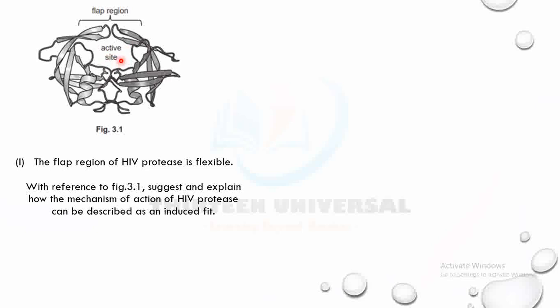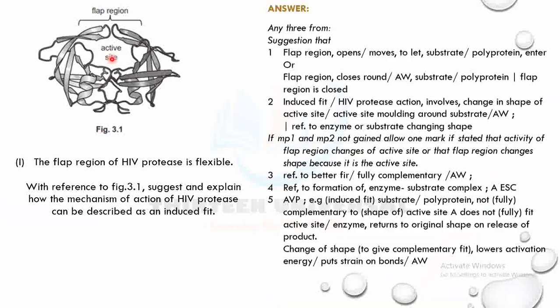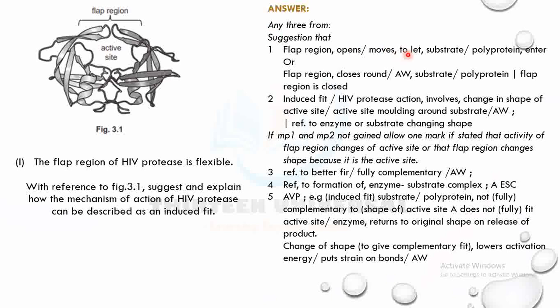It lowers the activation energy. So the interaction formed between the R groups on the active site and the substrate can break the peptide bond to form products. Okay, now once product is formed, the active site returns to its original shape. Look at it: flap region opens, lets substrate enter. Flap region closes round substrate. You see, in induced fit, the action involves changing shape, active site moulding around substrate. The flap region changes shape because it is the active site.